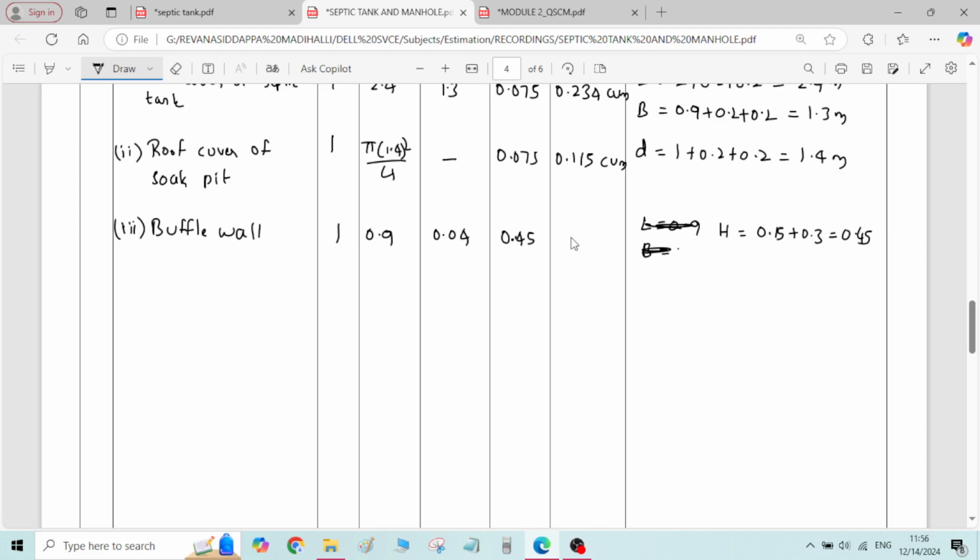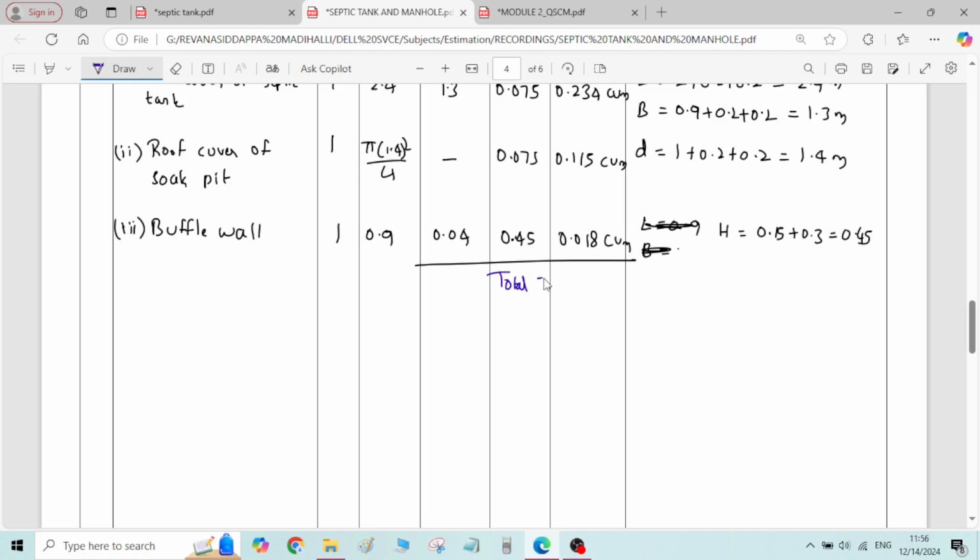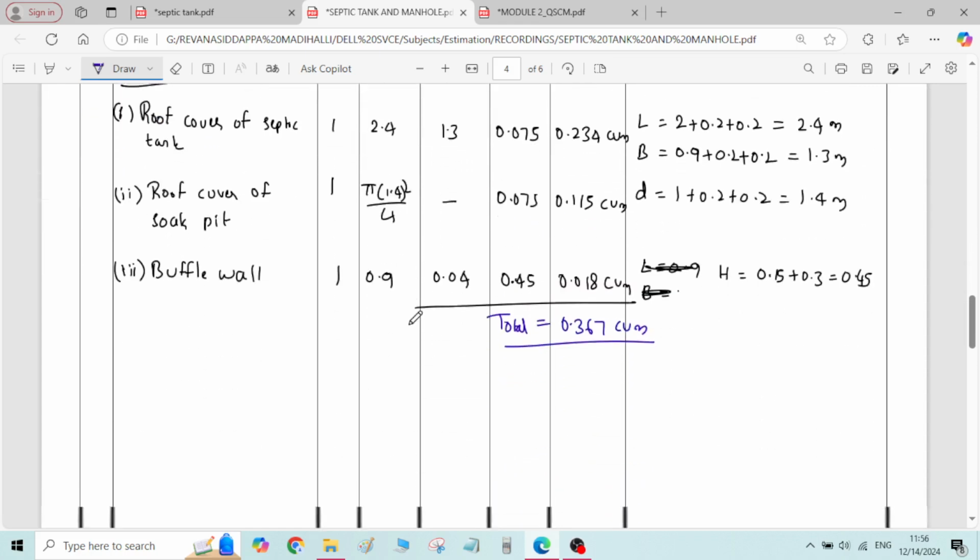Multiply all, you will get the quantity as 0.018 cubic meter. Now we can calculate the total quantity by adding all the three values. Therefore, total is equal to 0.367 cubic meter. This completes the calculation of the precast RC work.